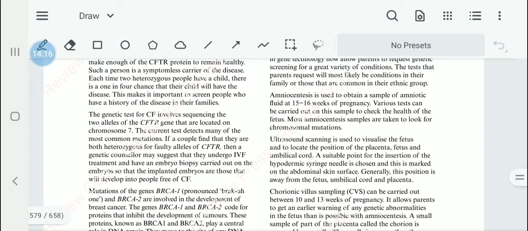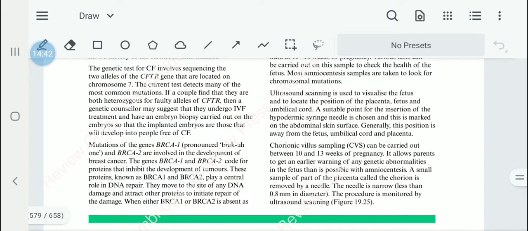If it is found, the parents have the choice of terminating the pregnancy or going for an abortion. The second method, between 10 to 13 weeks of pregnancy, is chorionic villus sampling. This is a little bit different from how it is done. In this one, a sample of the part of the placenta called the chorion is removed by a needle.